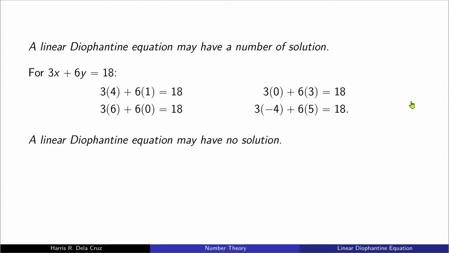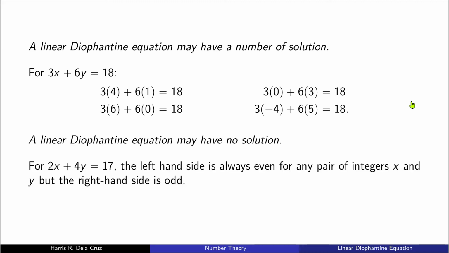On the other hand, a linear Diophantine equation may have no solution. For example, the equation 2x + 4y = 17 cannot have an integer solution. Why? The left-hand side of the equation is always even, because no matter what the value of x, if you multiply it by 2, that becomes even. No matter what the value of y, if you multiply it by 4, that's also even. But the right-hand side is odd. So there can never be a solution for this equation.